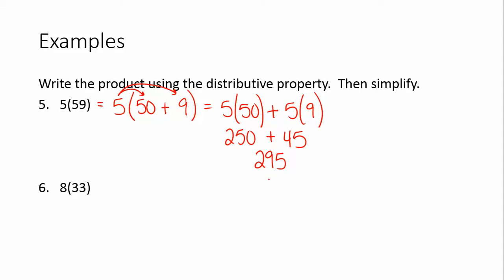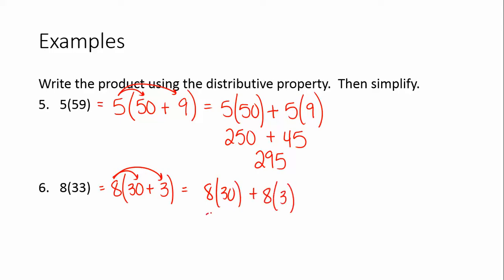Let's do another example. We have 8 times 33. So think about how you could rewrite 33 using the distributive property to make it a little bit easier on yourself. We would say 8 times 30 plus 3. So the distributive property says 8 times 30 plus 8 times 3. 8 times 30 is 240. 8 times 3 is 24. Now when you add those together, you get 264.